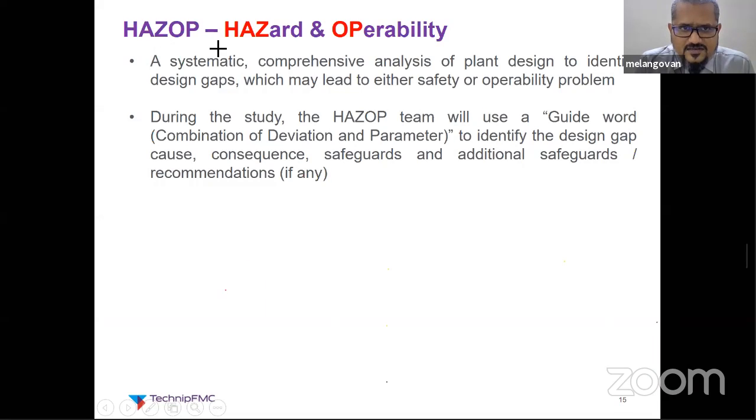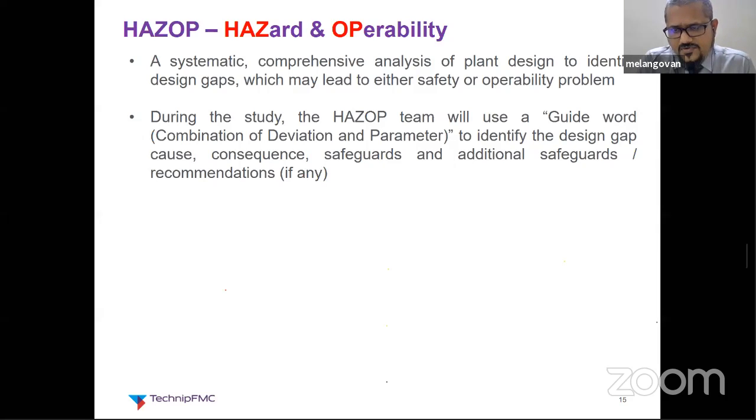That is, this review is not only looking into the hazard, but it will also look into the operability issues. For example, if I have a strainer on the suction line of the pump, how can I do the maintenance for the strainer? For doing the maintenance, what provisions have you given in the design? So all those operability issues are also discussed in this. That is the main difference between HAZID and HAZOP.